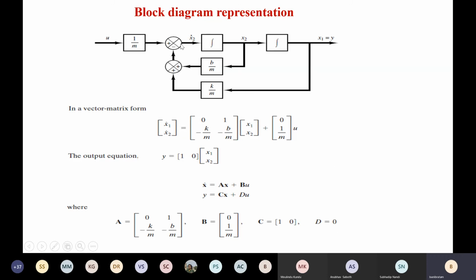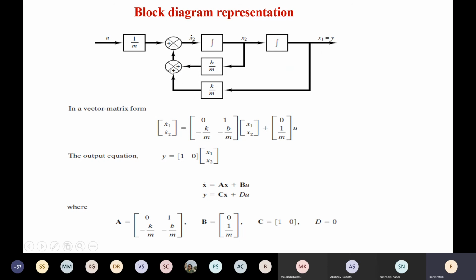Now this particular thing you can write in a block diagram representation, where u is the input and y is the output. If you want to represent it in block diagram form, from these equations you can write u by m, and here you will have x1 dot and x2 dot, those things you have to realize. So basically you need two integrator blocks here. This is your x1 or y. So basically k by m into x1, and that will be subtracted.